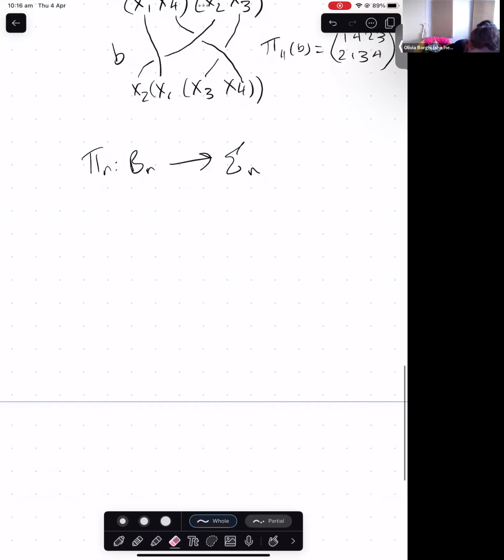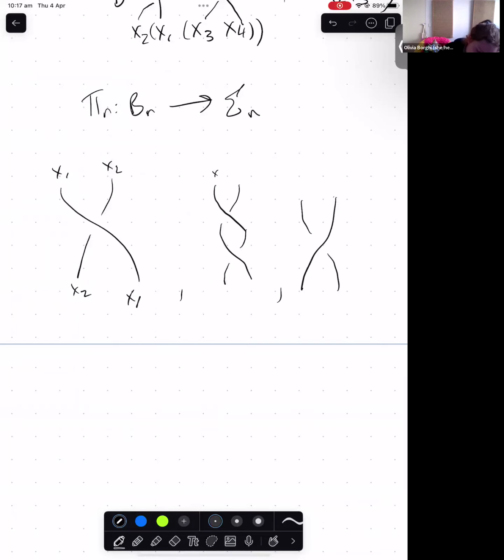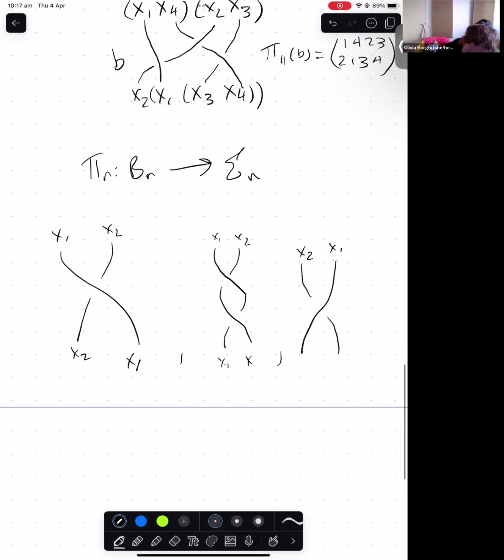Yeah, okay, so cabling. If I have, say, this very simple braid here, and I want to plug into it, so this goes from x1, x2 to x2, x1, and I want to compose into it, say, this pure braid, and maybe this braid, where this is x1, x2, and this is x1, x2. Maybe this is x2, x1, and this is x1, x2.